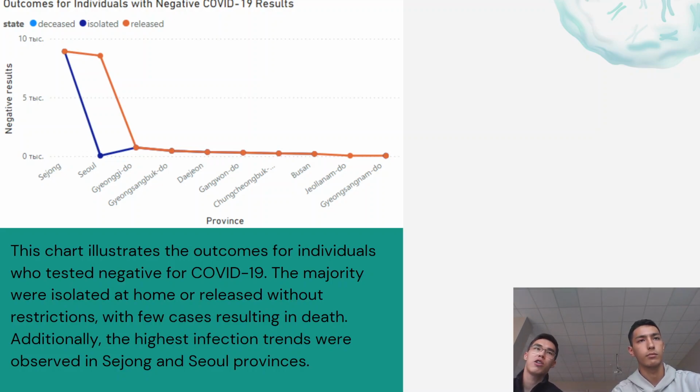And the second line chart showed us information about the outcomes for individuals with a negative result for COVID-19. And as you can see, in Sejong and Seoul there was the highest number of people who had an infection, maybe because of the highest population in these cities. And some people were isolated, and some people were released, and only few of them were deceased, maybe because of the wrong test of COVID-19.